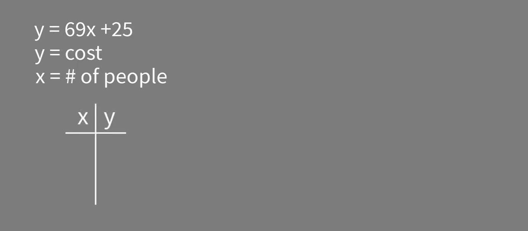So if x is 0, y is 25. So there's our y-intercept as well. And if x is 1, we have 69 plus 25, which is going to be 94. And then we'll go ahead and skip ahead to 5. And 69 times 5 is 345. So that will give us an idea of where we need to graph.